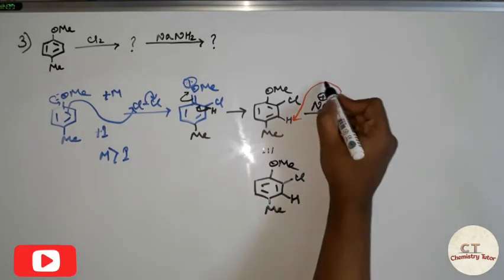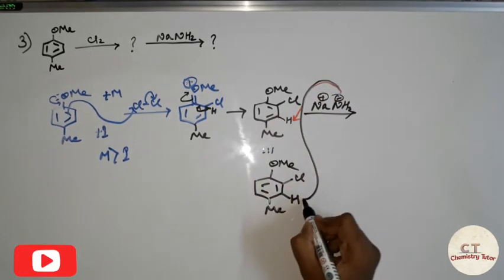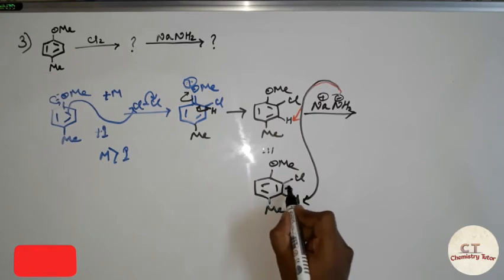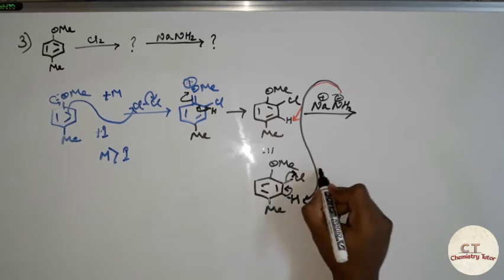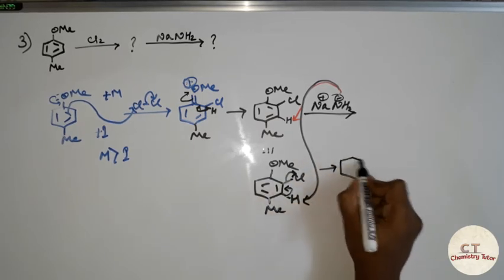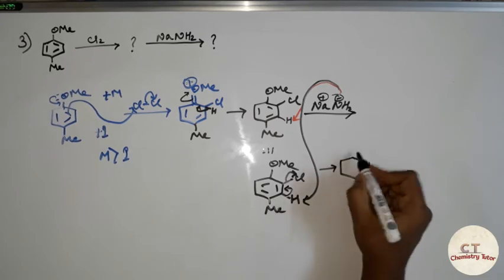OMe is a good leaving group, so this negative charge is going to abstract the proton first, and there will be a double bond, meaning there will be formation of a benzyne. Okay, this chlorine will leave, and it will give us formation of benzyne.